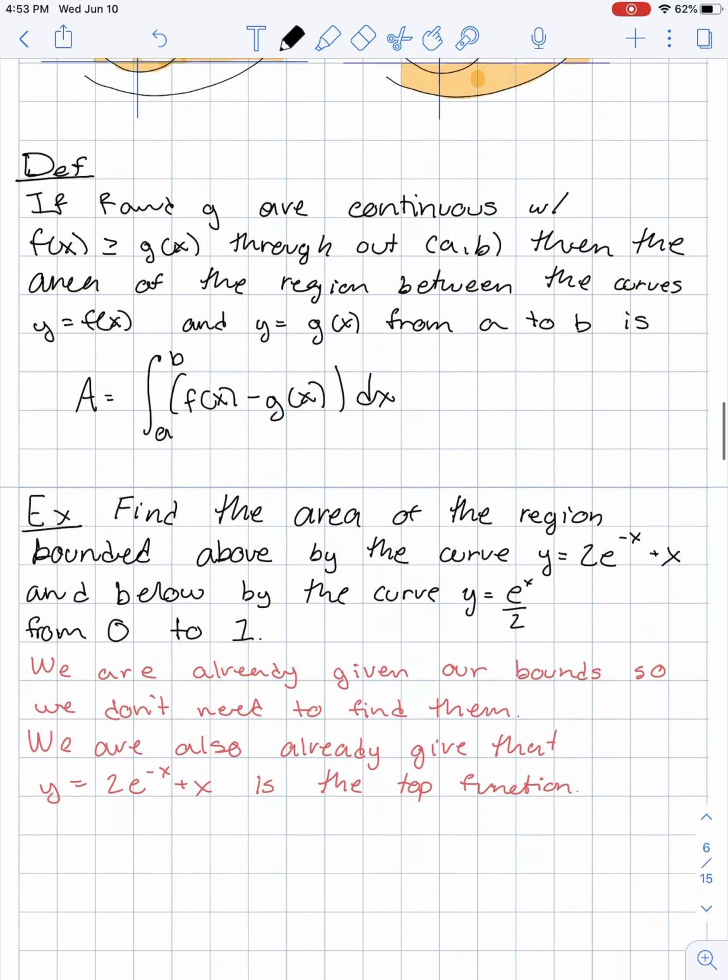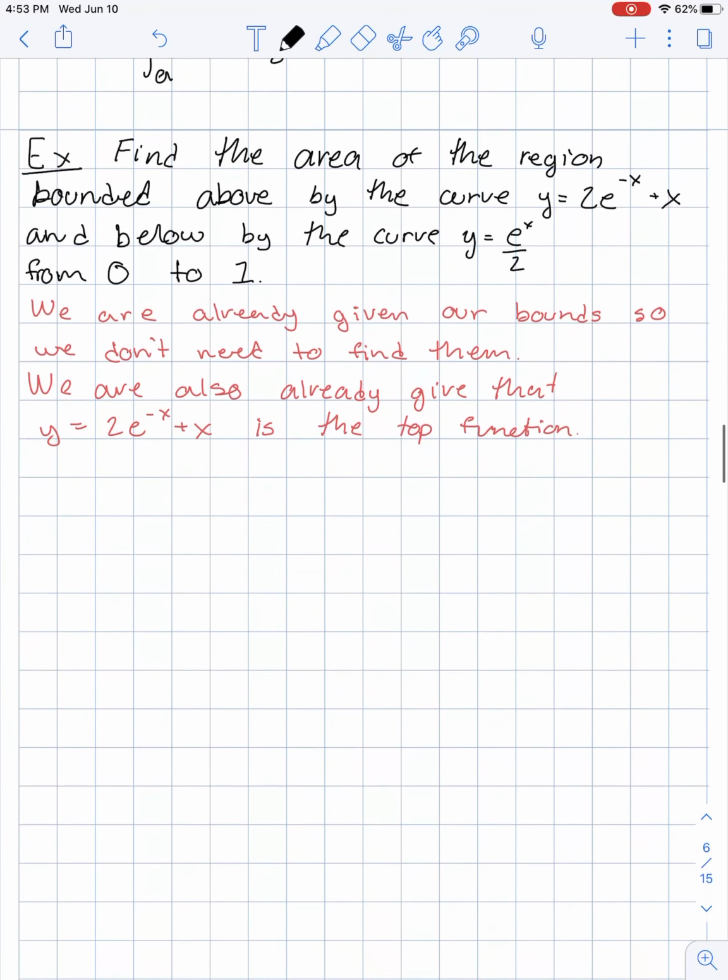Okay? So our first example is to find the area of the region bounded above by the curve y equals 2e to the negative x plus x. So that tells me right there that that one's on top, and below by the curve y equals e to the x divided by 2. That gives me my bottom function, and from 0 to 1. So we're already given our bounds, 0 and 1, so we don't need to find them.